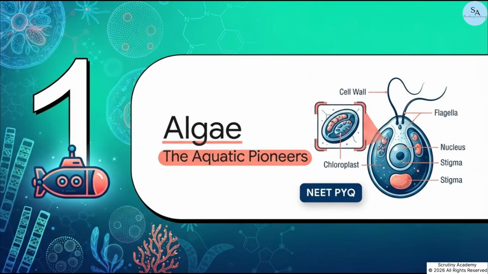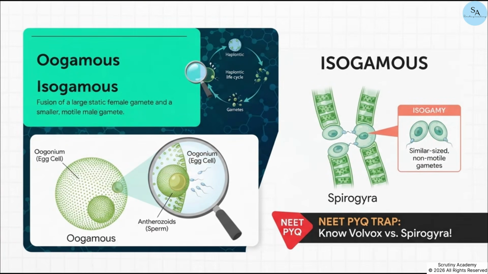Part 1. Algae, the aquatic pioneers. Starting in the water, these simple thalloid organisms are literal ecological powerhouses. I mean, they produce at least half of the Earth's carbon dioxide fixation. When it comes to their life cycle, keep in mind they are strictly haplontic.